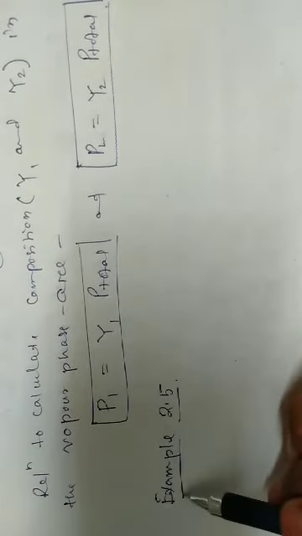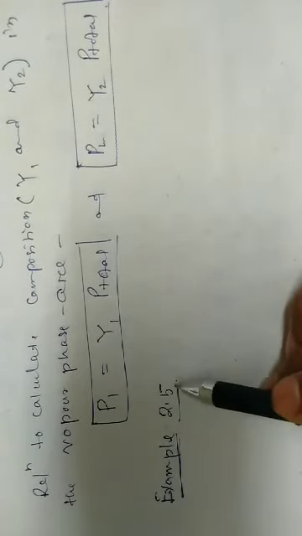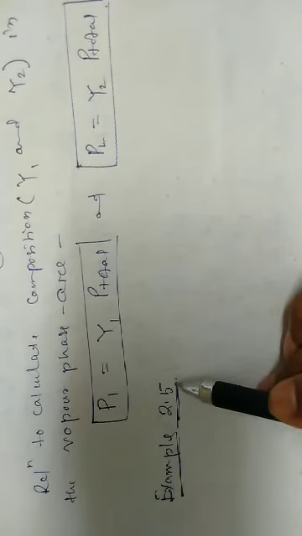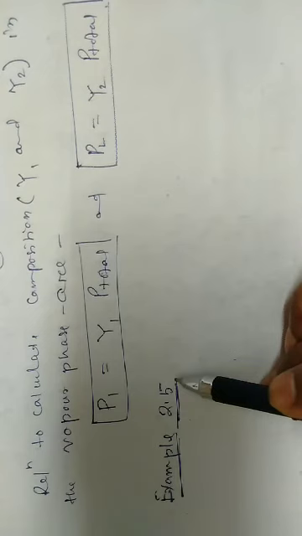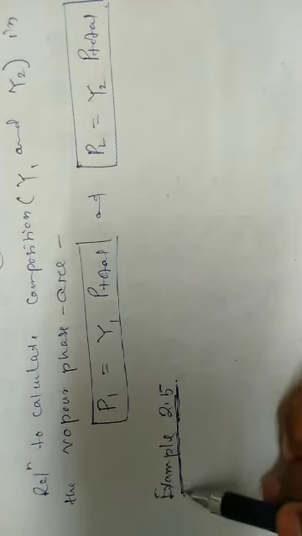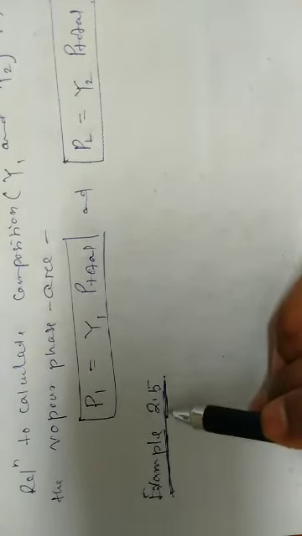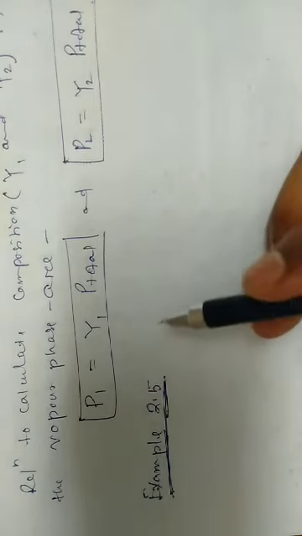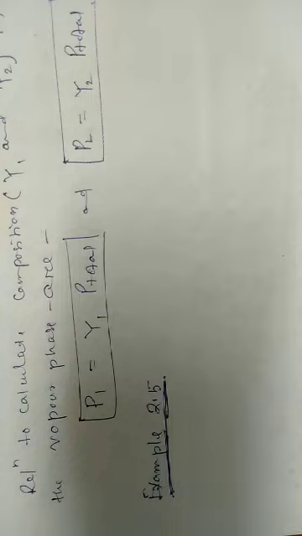So to clear your concept, solve example 2.5. It is an example, not an exercise, already solved in your textbook. So solve this example 2.5 again from your textbook, then your concept will be clear. So thank you.